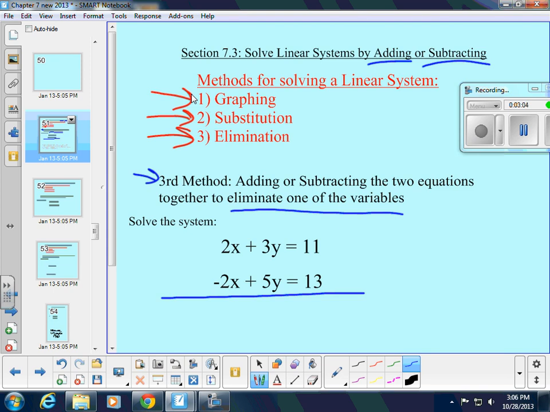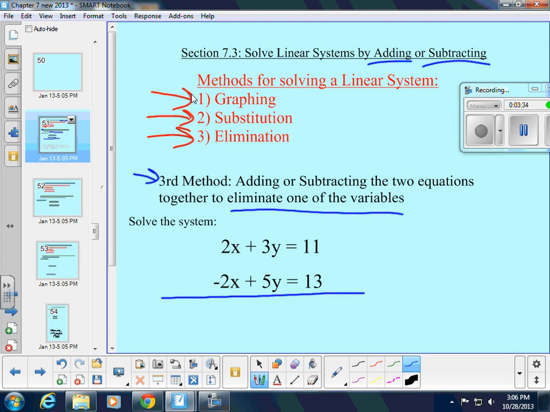In this system, if we look carefully, the first equation is 2x plus 3y equals 11. The second equation is negative 2x plus 5y equals 13. So you have to think ahead and say, by doing addition or subtraction, which one will I end up having 0 of one of the variables? When I add them together, almost like combining like terms, but between the two equations here, when I combine those terms, what will I end up getting?